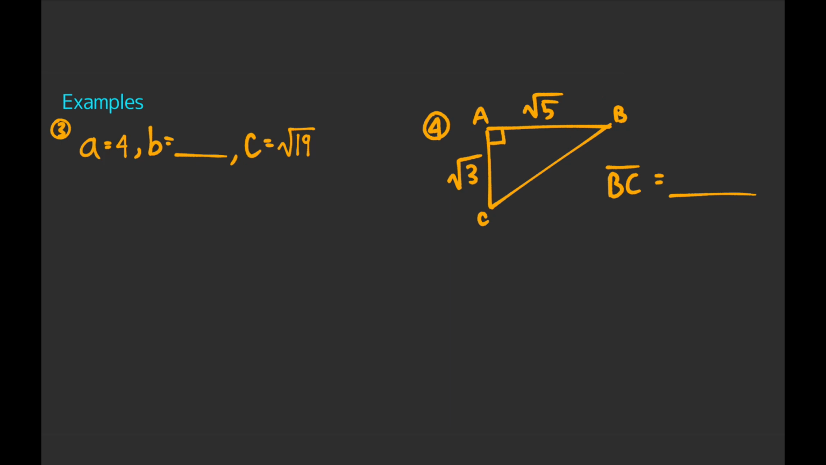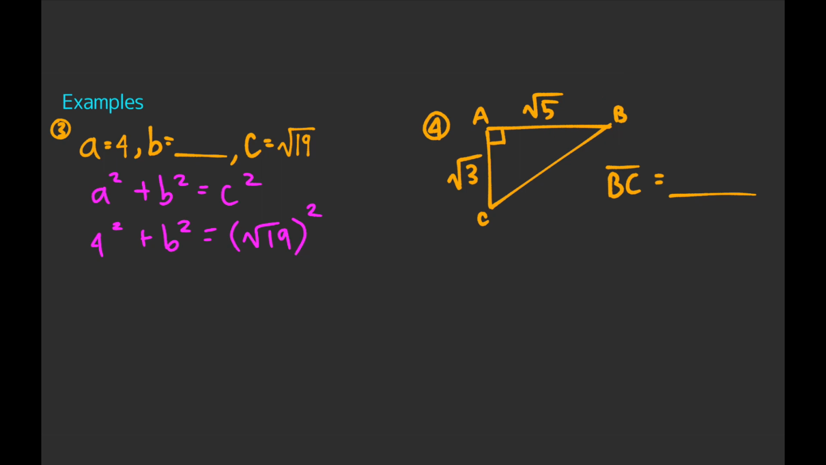So next we have example 3. A equals 4, and c equals the square root of 19, and we are asked to find b. So let me write out my formula. A squared plus b squared equals c squared. Then I'm going to plug in the values for a and c. So we have 4 squared plus b squared equals the square root of 19, putting this in parentheses so it doesn't get confusing, squared.